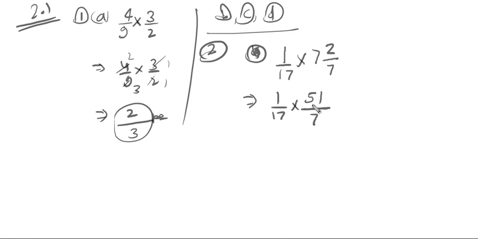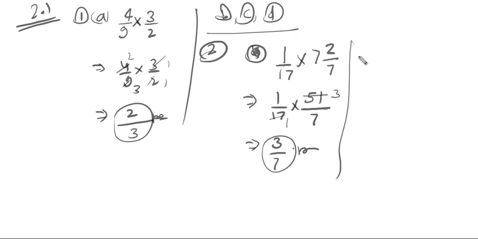Now 51 upon 7, if you divide it, 17 threes are 51. 17 ones are 17, 17 threes are 51. So our answer will be 3 ones are 3 and 7 ones are 7. This will be our answer, right?